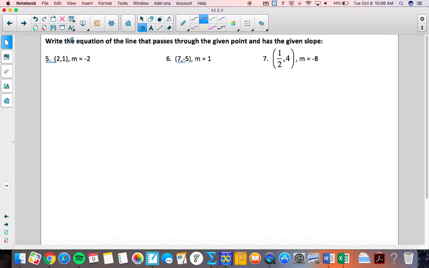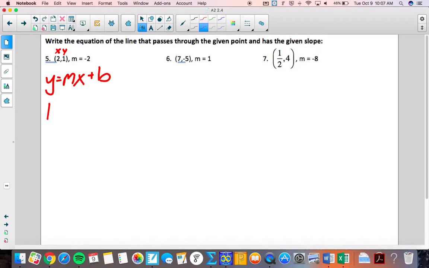Next direction, or next set: write the equation of a line that passes through the given point and has the given slope. So now I know the slope, the m value, but I don't know the y-intercept. Instead of having that y-intercept, I also have some information that tells me what an x and a y is on the line. So I know a slope, now I know a point that the line goes through. So then it actually fixes the line. There is only one y-intercept given this information.